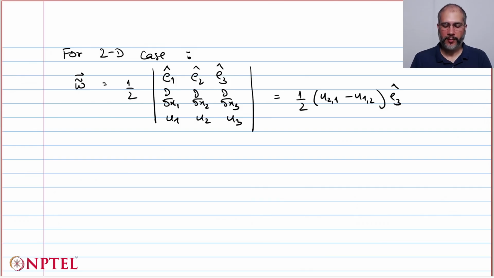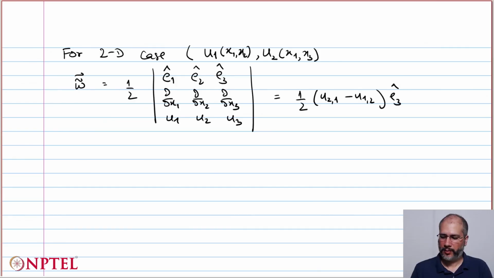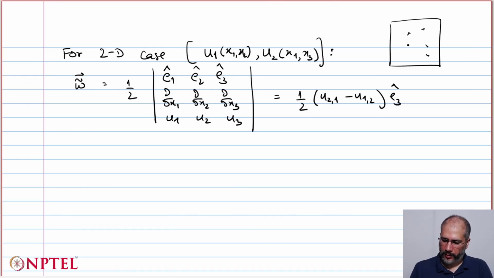Now when I said 2D, what I meant was that your displacements, both u1 and u2, are in the x1 x2 plane. So that means they are purely a function of x1 and x2, and they do not depend on the third coordinate x3. It's like you have a two-dimensional plane and the body can deform or the points can move in this plane. The plane cannot warp. So this is what we get by simplifying this 2D case for the rotation vector omega.